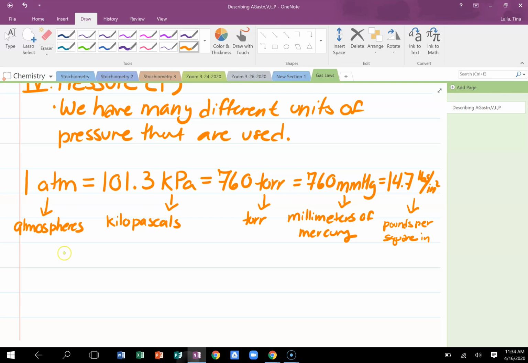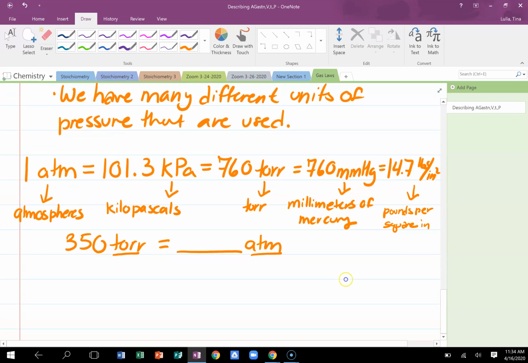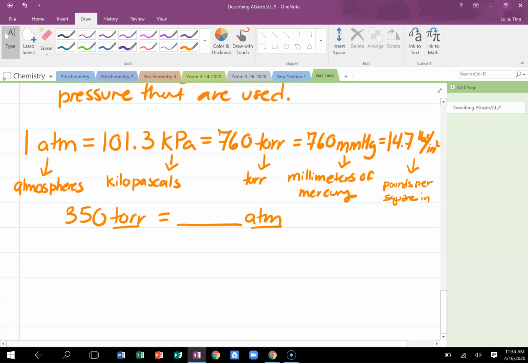Let me show you. Let's say I asked you for 350 torr. How many ATM is that? I see that both torr and ATM are in my line of conversions, and therefore this is just going to be a one-step problem. 350 torr.